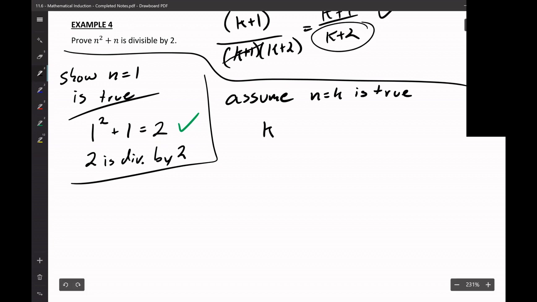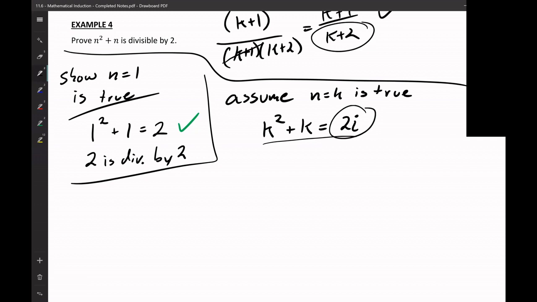Well, that means that k squared plus k must be equal to some integer, I'm going to call it i, times 2. It must be equal to an integer with a factor of 2 in it. So 2 times some other integer is going to be equal to this expression here, because we're assuming that when you plug in the value of k, it's going to be divisible by 2. And i equals some integer.